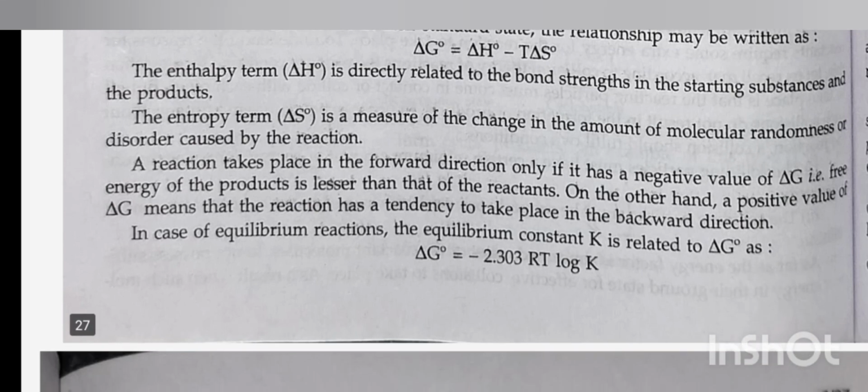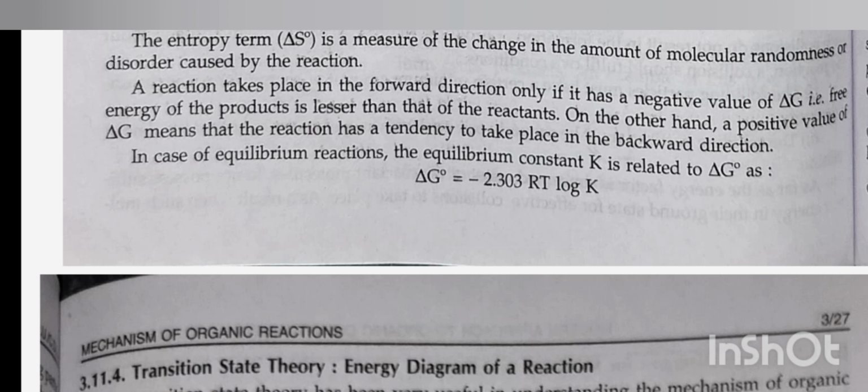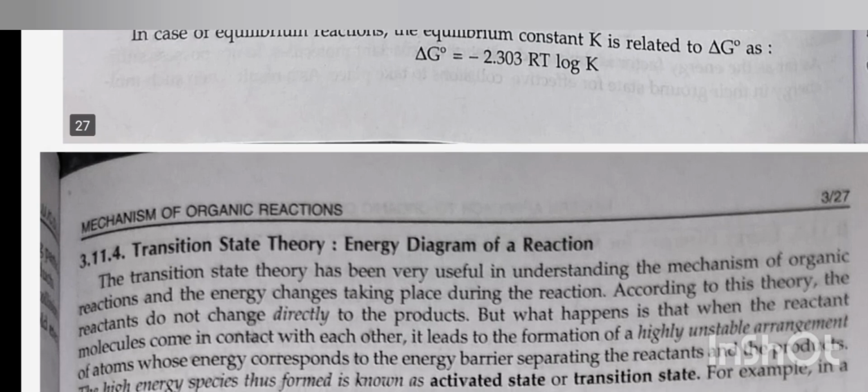On the other hand, a positive value of del G means that the reaction has a tendency to take place in the backward direction. In case of an equilibrium reaction, the equilibrium constant K is related to del G naught, and del G naught is equal to minus 2.303 RT log K.